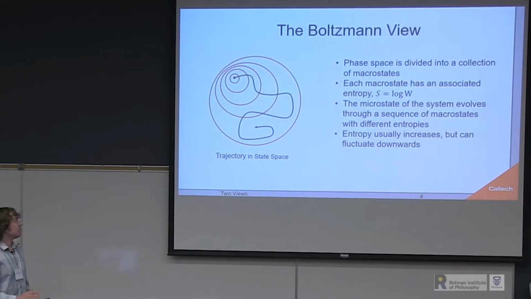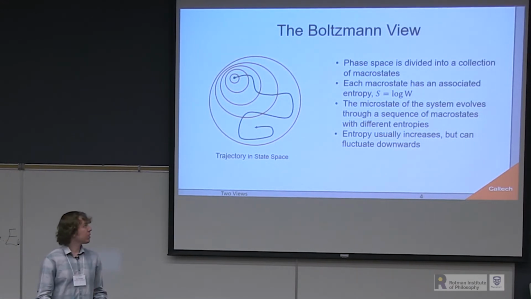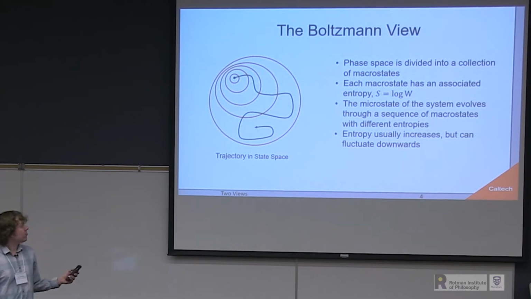So if you accept that you have some macrostates, which presumably correspond to some variables that you want to measure or easily can observe, you can then talk about the entropy associated with each macrostate, which if you're following the Boltzmann view, you just say is going to be the log of the volume in phase space.